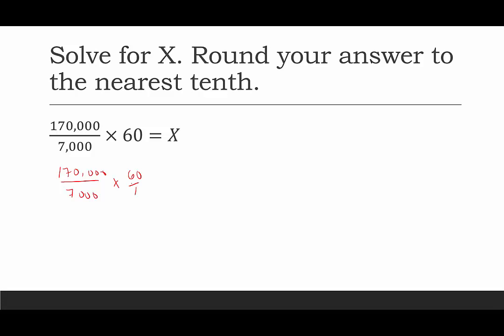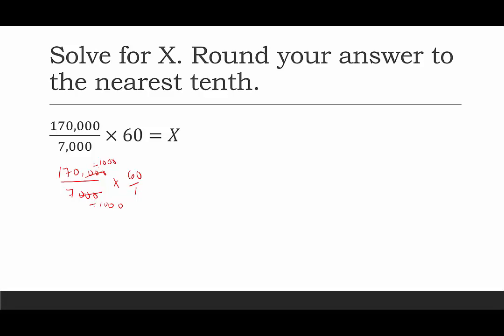Okay, so now what I like to do is simplify before I multiply, and what I see here is that I have 3 zeros, which is the equivalent of a factor of 1,000. I have 3 in the numerator and 3 in the denominator, so really what I'm going to do is divide by 1,000 in a very informal way by just crossing out the zeros. As long as I divide by the same amount in the numerator and denominator, it's a legit legal maneuver. Okay, so now what do I have? I have 170 times 60 over 7.